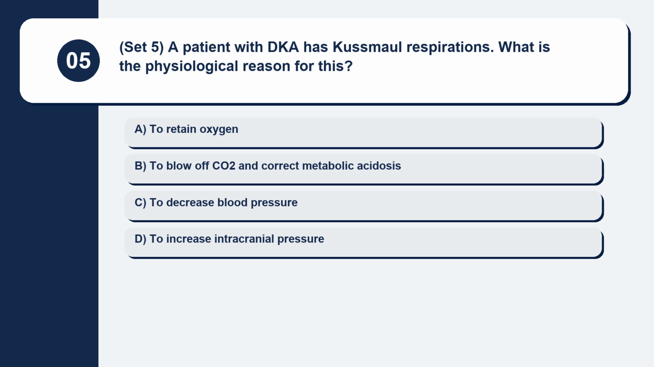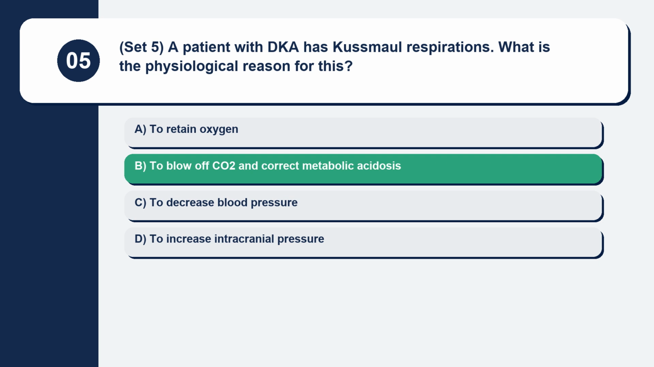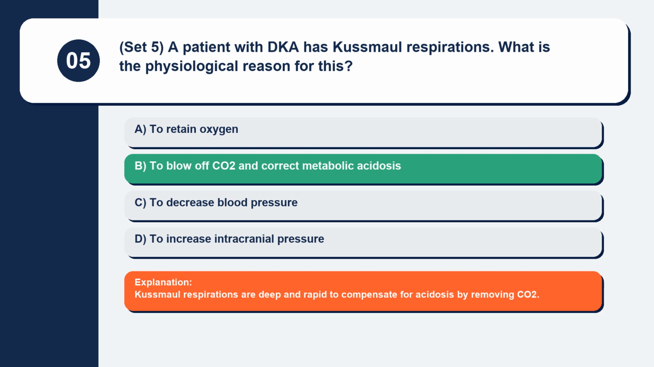Question 5, Set 5. A patient with DKA has Kussmaul respirations. What is the physiological reason for this? To retain oxygen, to blow off CO2 and correct metabolic acidosis, to decrease blood pressure, to increase intracranial pressure. Kussmaul respirations are deep and rapid to compensate for acidosis by removing CO2.